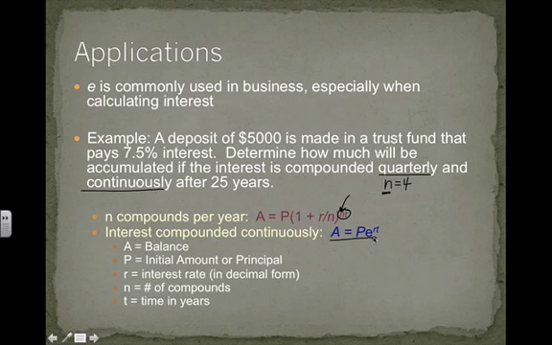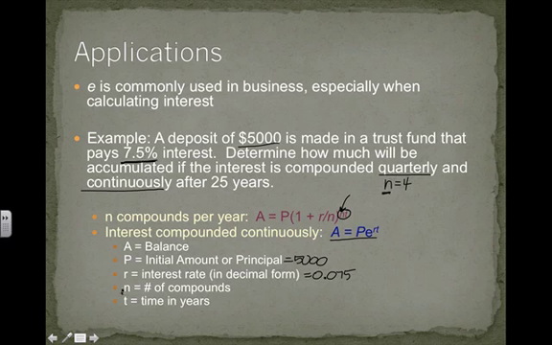Okay, so we have all these variables. What are they? A is our balance, our amount. That's the amount that we end up with. P is the initial amount, or our principal. So in this case, we have a deposit of $5,000. That's our initial amount. So in this example, P is going to equal 5,000. R is our interest rate. So we have a trust fund that pays 7.5% interest. But we need to change this from percentage to decimal. So this becomes 0.075. We've converted our 7.5% to a decimal.